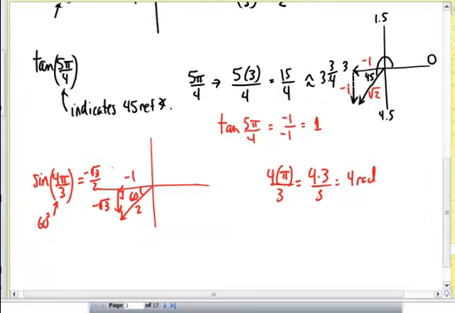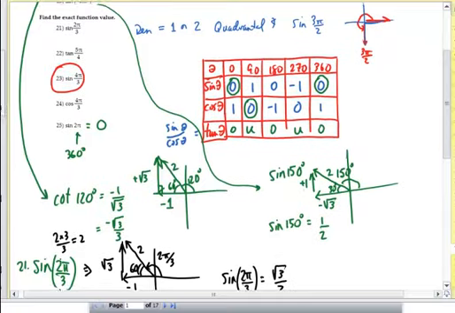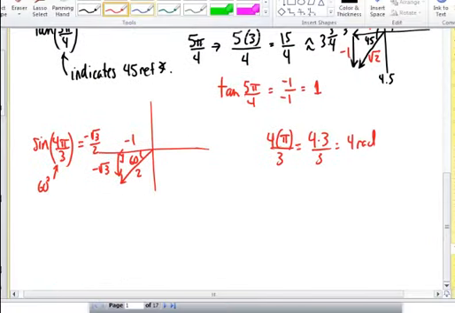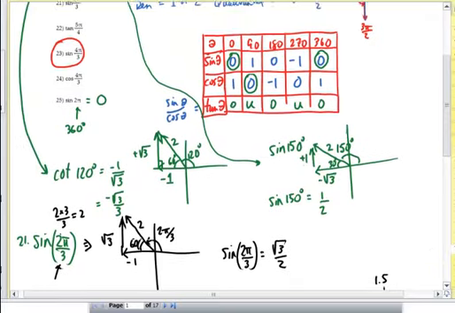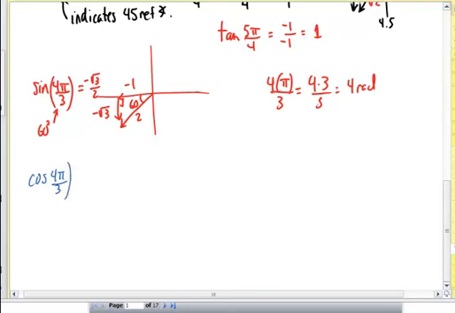Last problem, and you'll be happy to hear my voice end, cosine of 4π/3. Oh, look at this. I think it's the same angle. It is, so that's terrific. Cosine of 4 pi over 3, I can use the same diagram as up here, and that's going to equal, the adjacent side is -1, the hypotenuse is 2, and that's my trig ratio, -1/2.